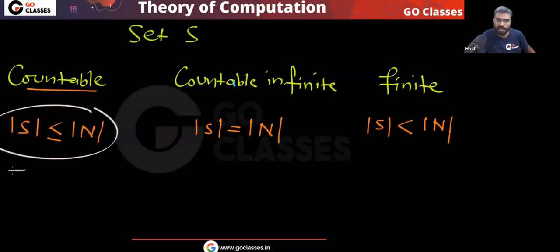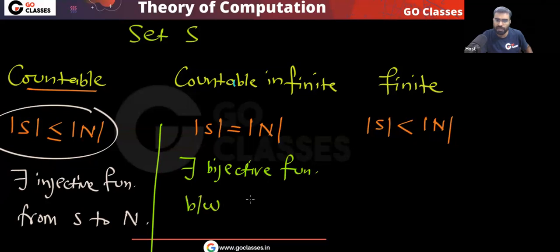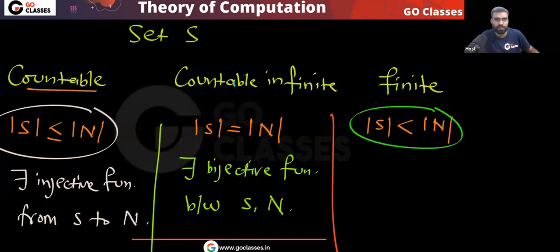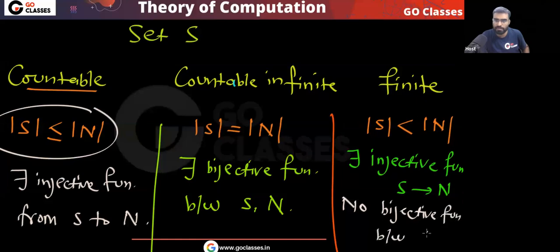Remember, for countable, there exists an injective function from S to N. The definition of countable infinite means there exists a bijective function between S and N. And the definition of finite means there is an injective function from S to N, but there is no bijective function between S and N. So these are the definitions that we already know.